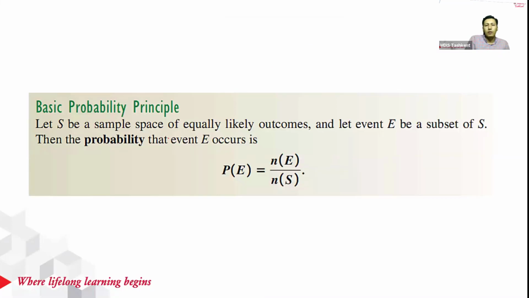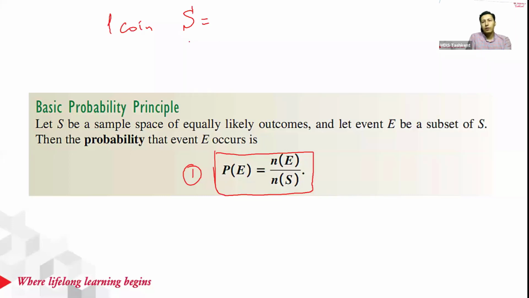Okay, so this is the first formula for probabilities. You see we need to find the number of elements. We need NE and NS. So I want to toss a coin, one coin. What is the sample space? You toss one, then you may get head or tail.